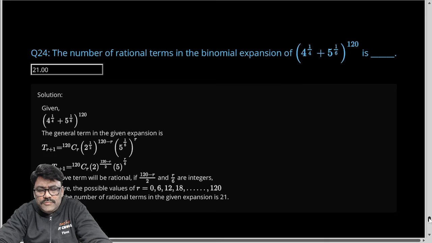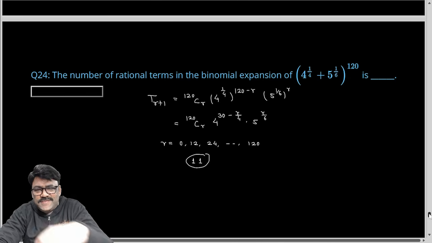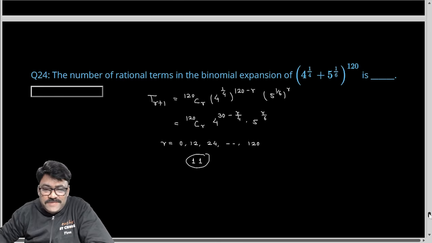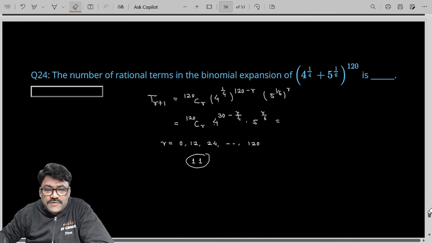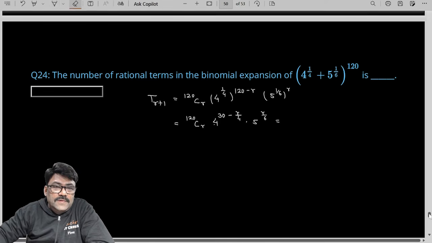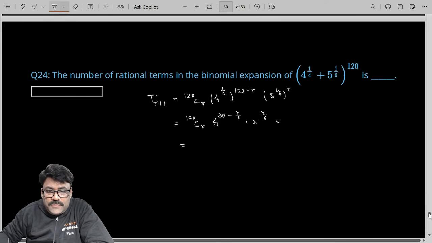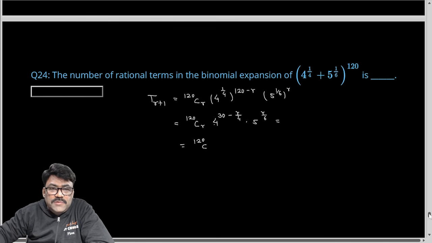Oh, my bad. I'm making an error here. How can I make such a mistake? I can write 4 as 2 squared, no? My bad, it's a mistake from my end. I missed it. 120 C r. Let me write here itself.